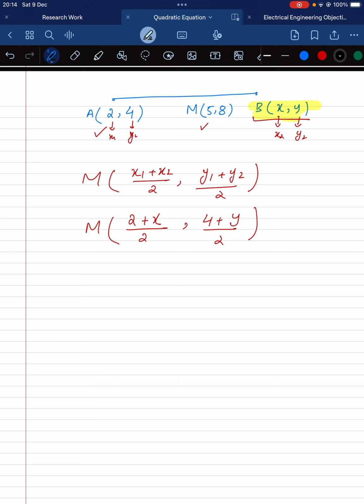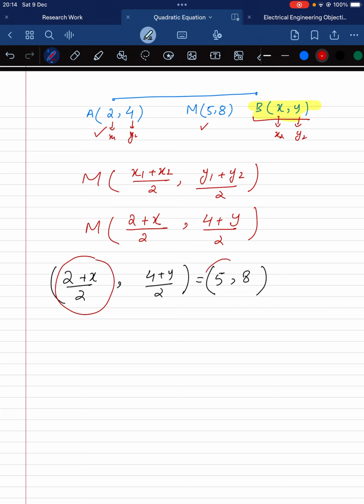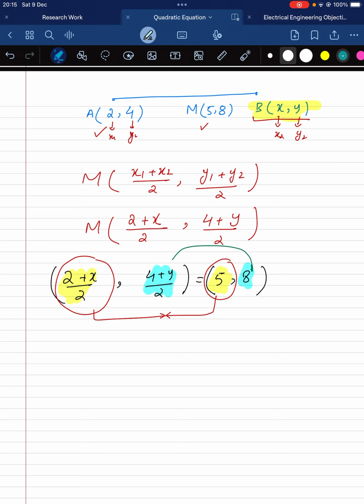Now you can see that the midpoint is already given, so it means that 2 plus x over 2 comma 4 plus y over 2 is equal to the given midpoint 5 comma 8. We just need to equate them. These two values represent the x, and we compare them, and then we compare these other two values to find the value of y, right? So we compare this one with 5 and this one with 8. Why are we comparing them? Because we need to find the values of x and y.